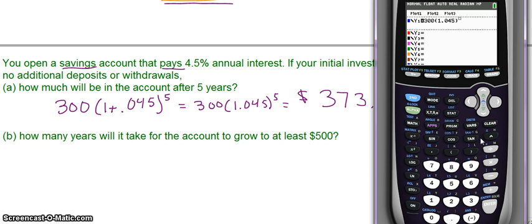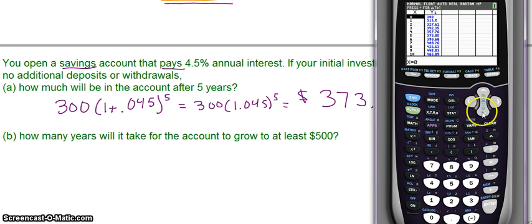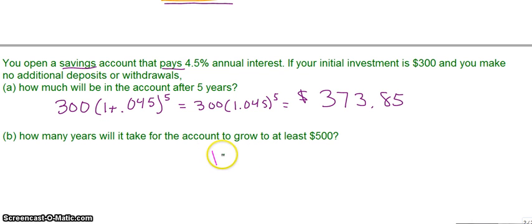Just make sure that when you put it in here, we go back to x, because we want to manipulate the amount of time. We don't want to plug in 5 and it just tell us a constant value. So I'm going to take a look at my table. We've got some values here. Looking at 10, we're only at 465. And at 12, we reach a little bit over 500, 508.76. So I'm going to say about 12 years.